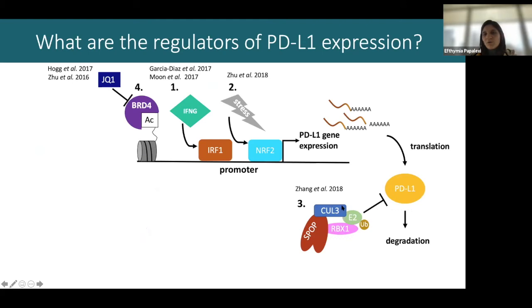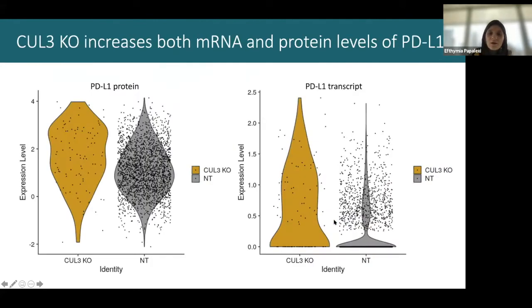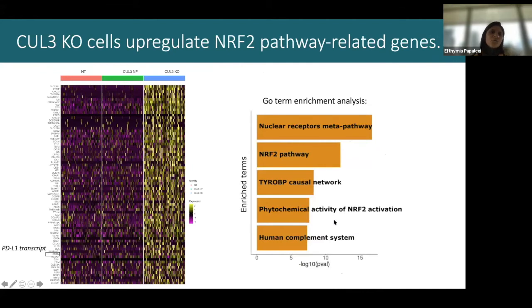And I'll focus a little bit on CUL3, just to say that in the beginning, I told you CUL3 is a post-transcriptional regulator tagging PD-L1 protein for degradation. But when we looked at our CUL3 knockout cells, we found that not only did they upregulate PD-L1 protein, but they also had higher levels of PD-L1 transcript. This was surprising, and we further investigated it, and we asked what genes are being upregulated specifically in the CUL3 knockout cells, as a way to figure out how we get elevated PD-L1 transcript levels.